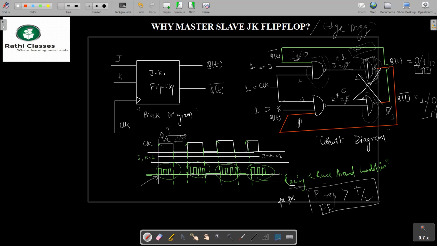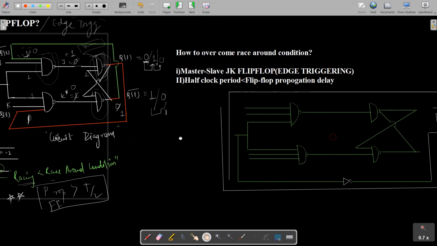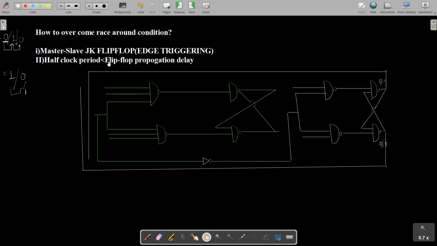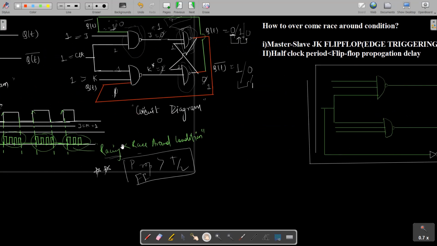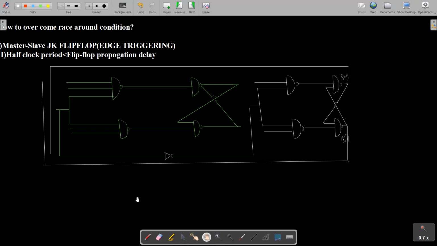So this is one method to eliminate the race around condition, and another one is the master slave JK flip-flop. As we have discussed, to overcome the race around condition, one is the master slave JK flip-flop, which we will now discuss and which is also known as edge triggering, and the other is that the half clock period should be less than the flip-flop propagation delay. That is, as we just discussed, the flip-flop propagation delay should be greater than half the clock period. So let us now discuss the master slave JK flip-flop, edge triggering.